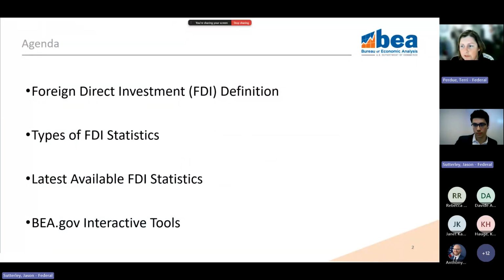Today, we will provide an overview of the international statistics we produce related to foreign direct investments, by explaining common terms and their definitions, the 5 relevant data publications and their most recent releases, and by providing an understanding of how to access the data on the BEA website.